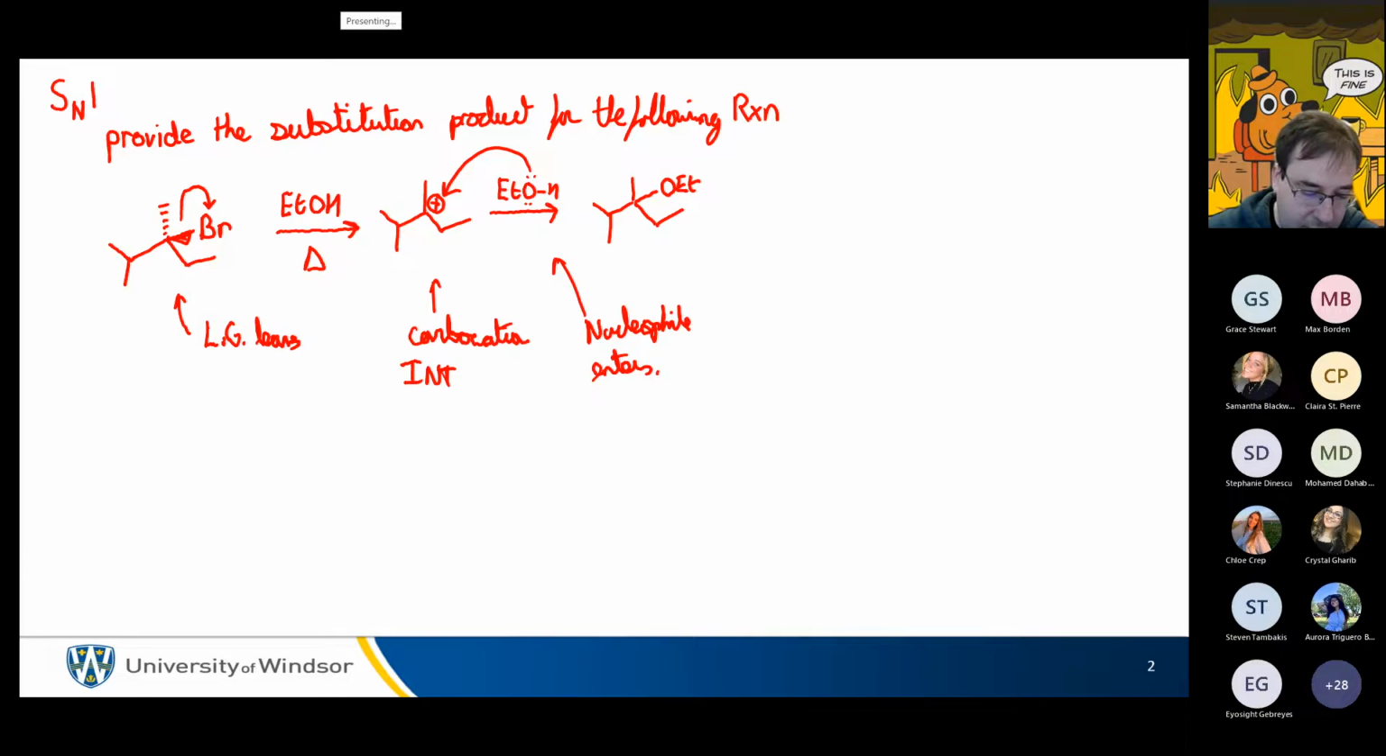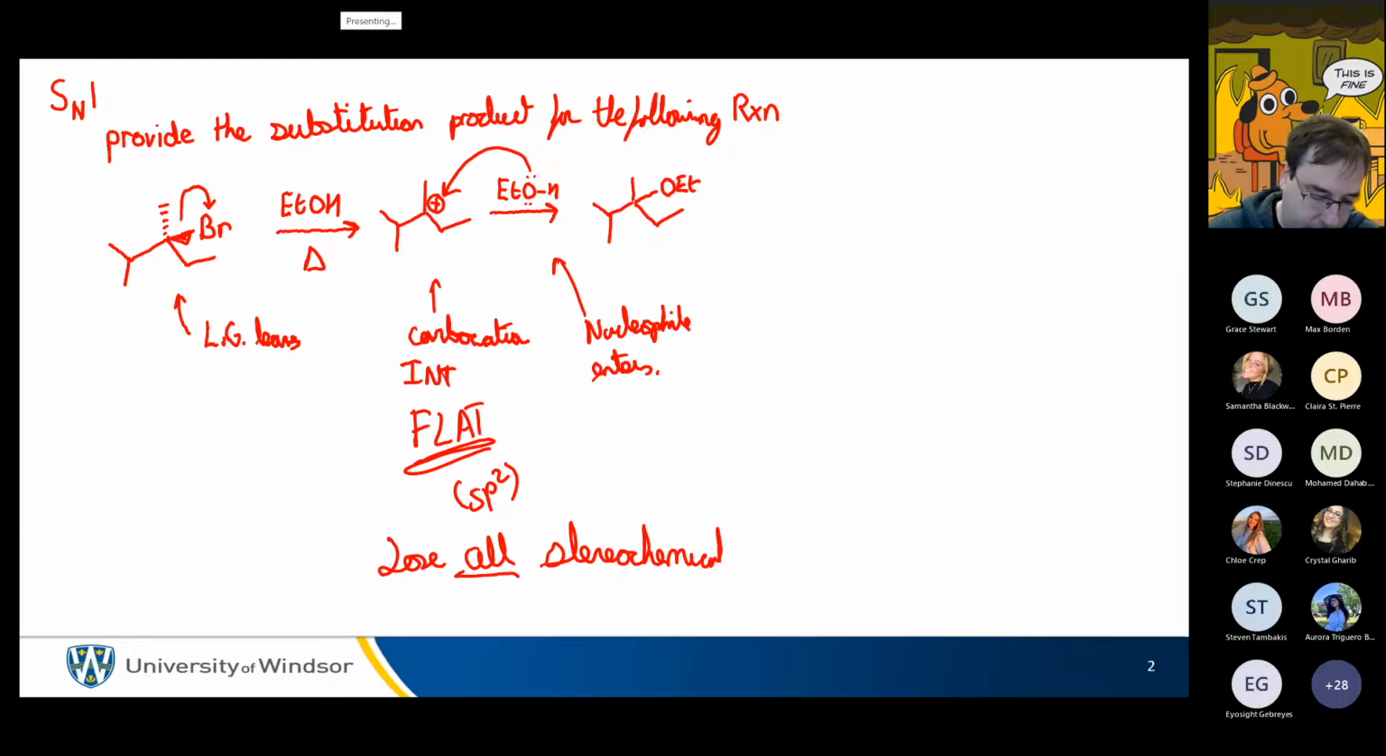This is flat. It's a carbocation. It's sp2. We lose all stereochemistry, stereochemical information from the starting material. So any information we had about that center, we've lost. It's gone flat.